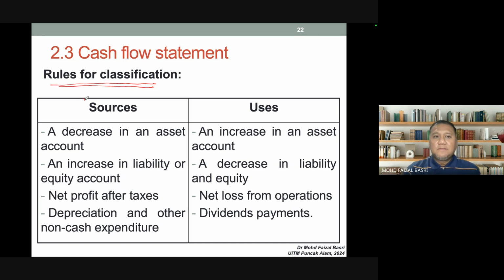So the terms sources and uses ni representing the transaction, whether we use the fund, maknanya this is cash outflow, or this one gonna be our inflows, duit masuk. Okay, now to make it easier, I'm gonna split the section ni, saya ingat lah, into 2 parts.